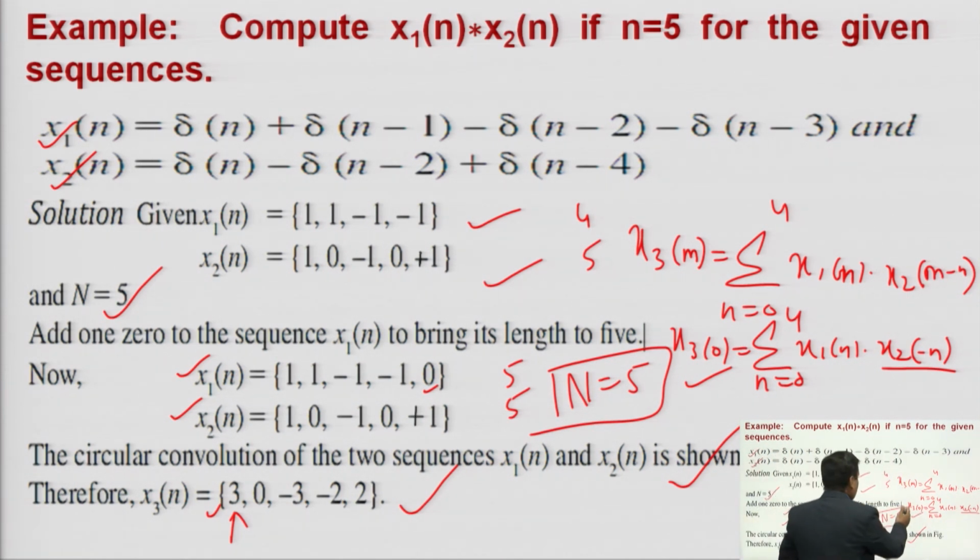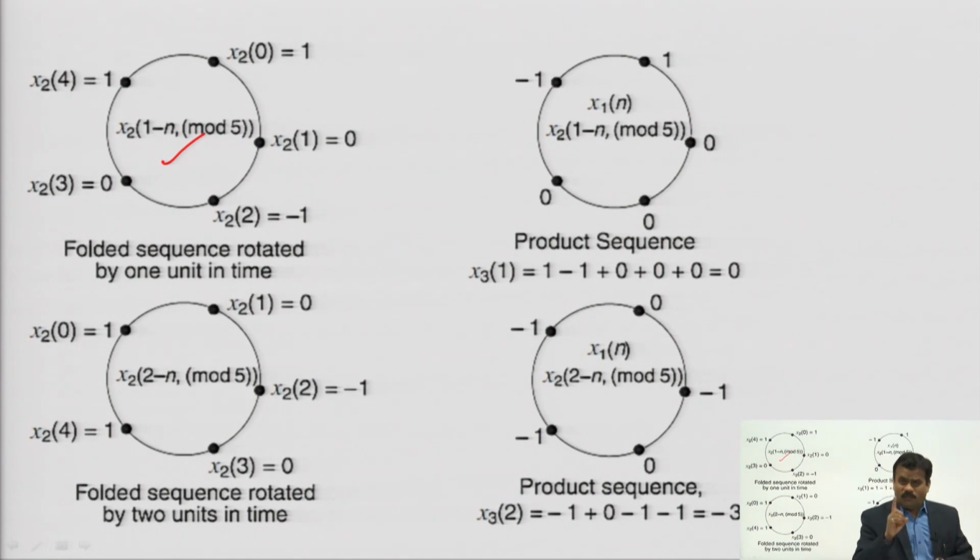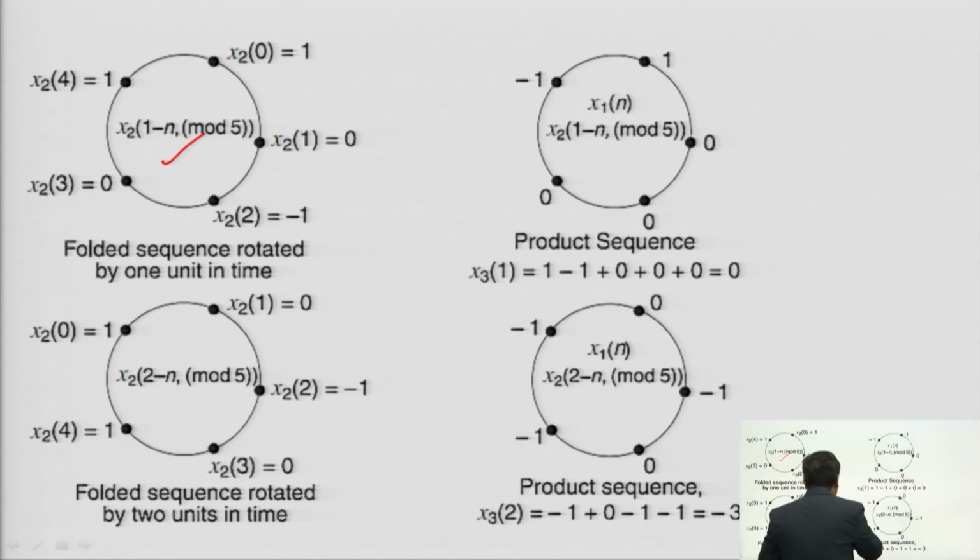Now, if you put m is equal to 1, it will be x1 n into x2 of 1 minus n. Like previous questions, you can do it here. Now, you require x2 1 minus n. So, you have to shift your one sample in anti-clockwise direction of x2 minus of n. So, x2 1 minus n will be this one. Now, x2 1 minus n and your x1 n, you have to multiply, you know the x1 n. So, the product sequence will be this form.